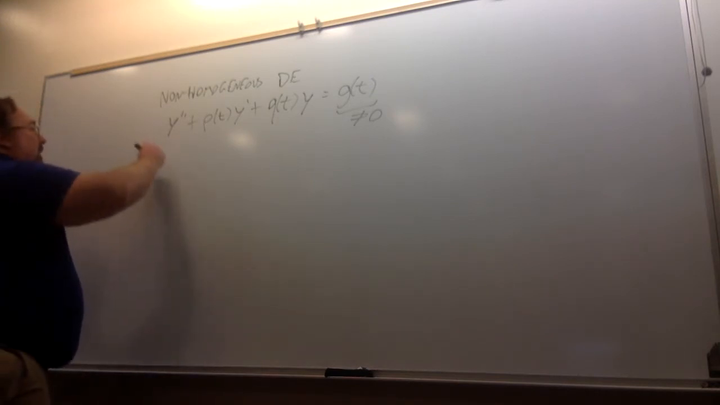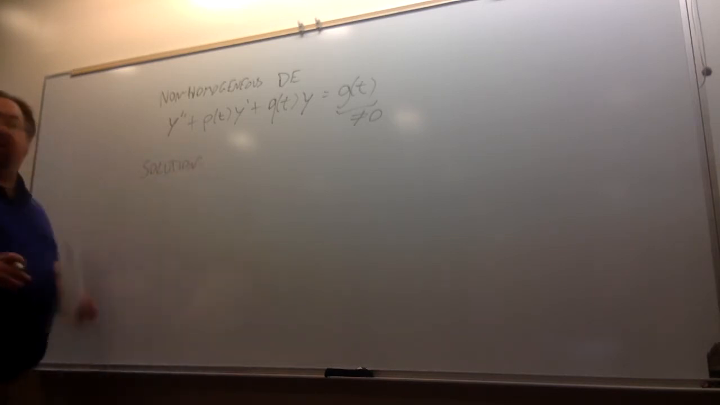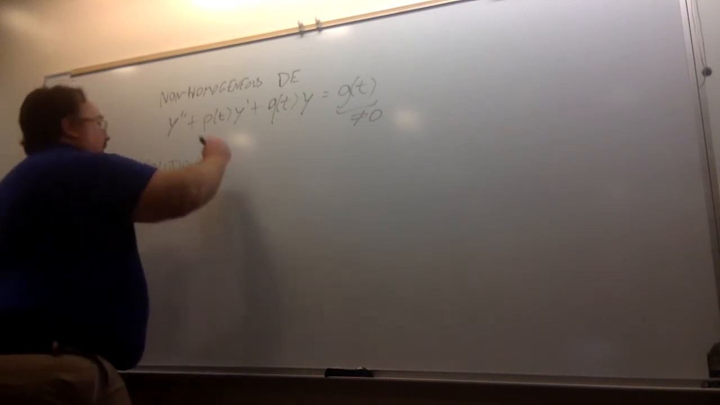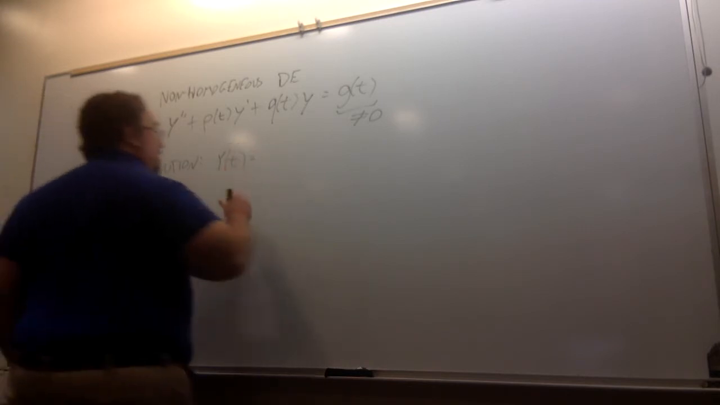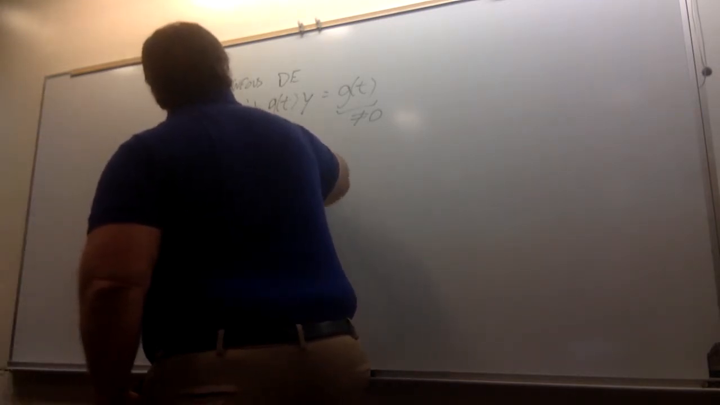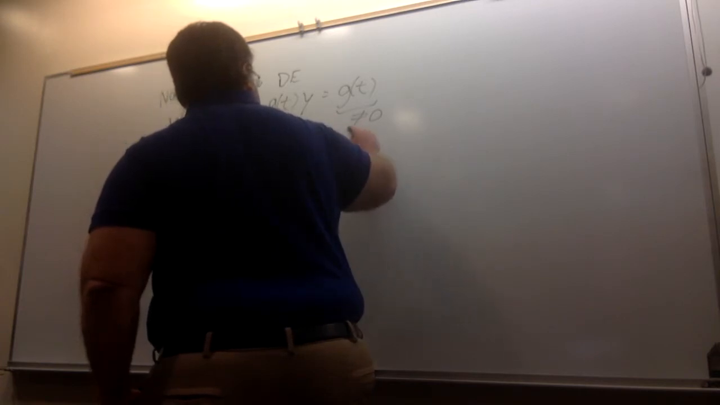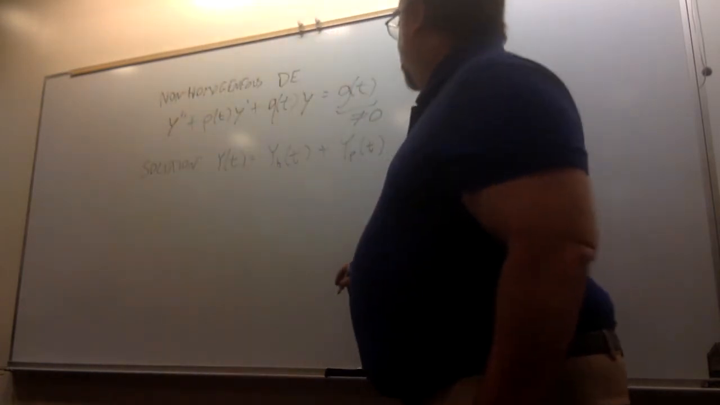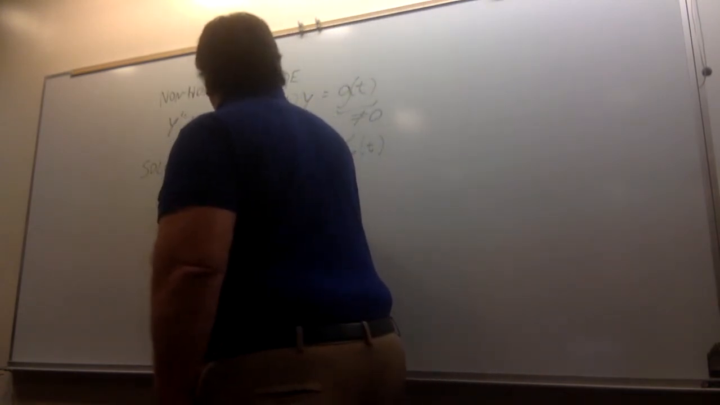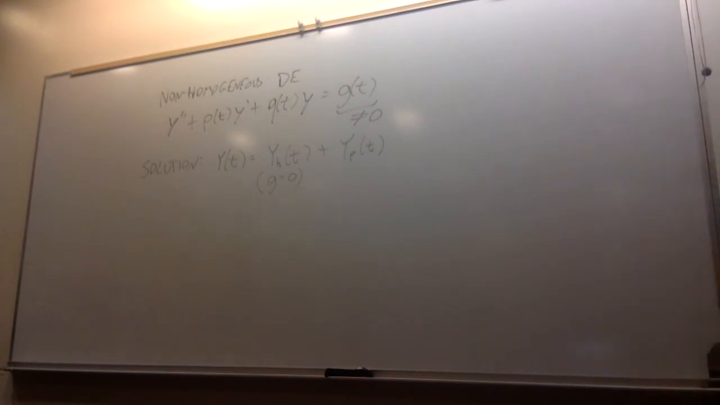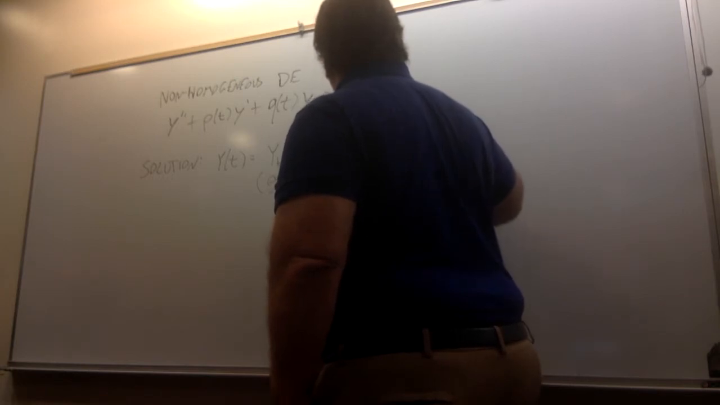Now, the solution will have this form. y of t is first a homogeneous solution plus a particular solution. The homogeneous solution is where you solve the same problem except g equals zero. Now that is what you've just been doing, so you have to actually do that first. And then you have this part that's called a particular solution.